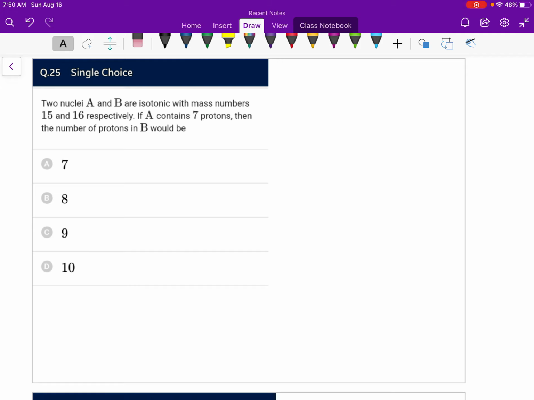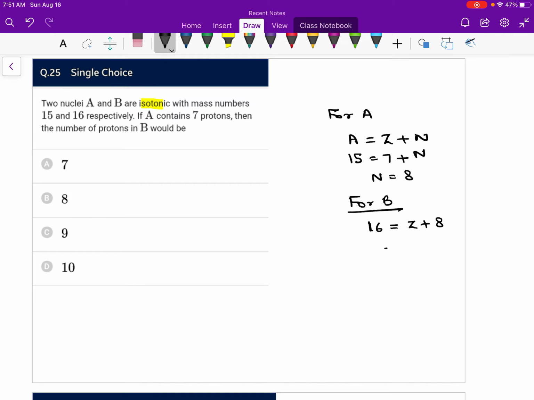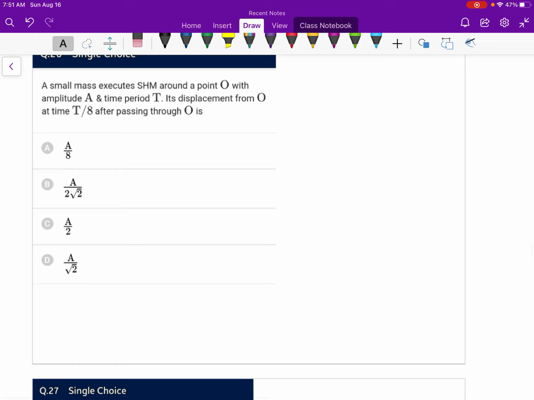Two nuclei A and B are isotones, meaning same number of neutrons, with mass numbers 15 and 16. If A contains 7 protons, what is the number of protons in B? So for A, A equals Z plus N. So that is 15 equals 7 plus N. So N is 8. Now for B, 16 equals Z plus 8. So Z is 8. So B is the correct option.